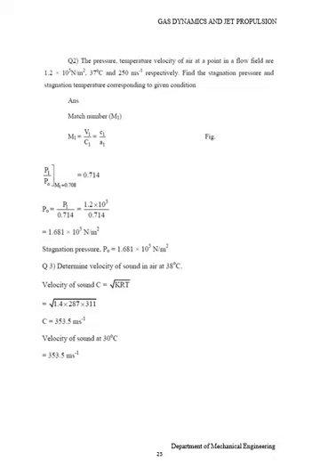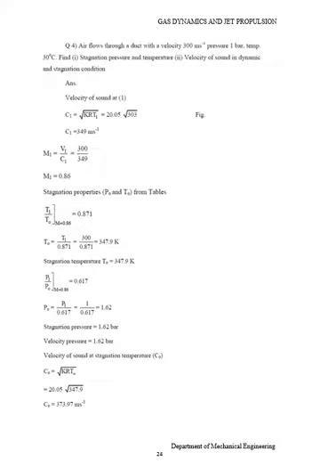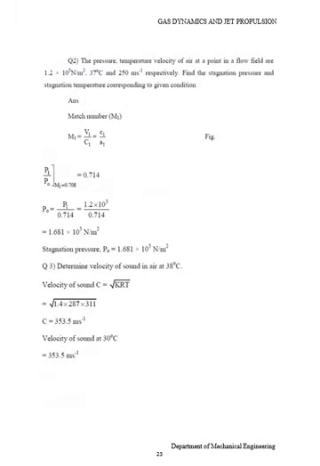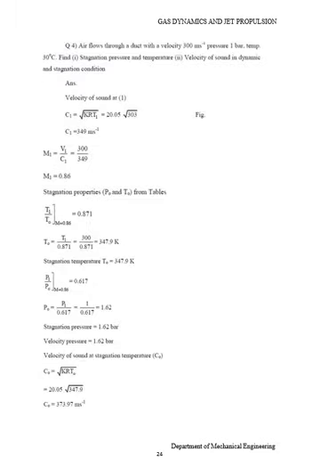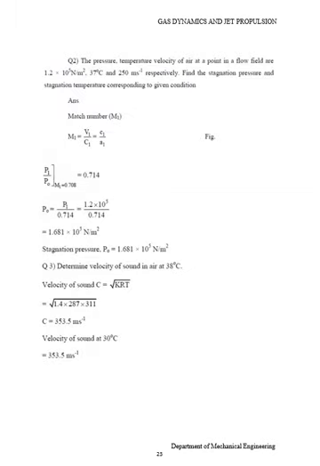We know that Mach number is V1 divided by C1 or C1 divided by A1. Then from the table, P1 divided by P0 at M1 equal to 0.708 is equal to 0.714. Therefore, P0 equal to P1 divided by 0.714, therefore P0 equal to 1.681 into 10 power 5 Newton per meter square. Therefore, the stagnation pressure answer is 1.681 into 10 power 5 Newton per meter square.